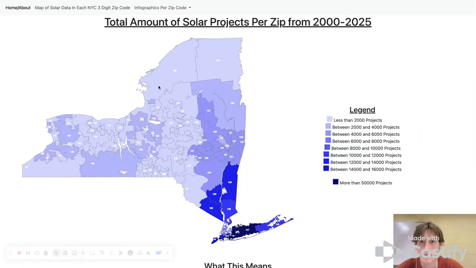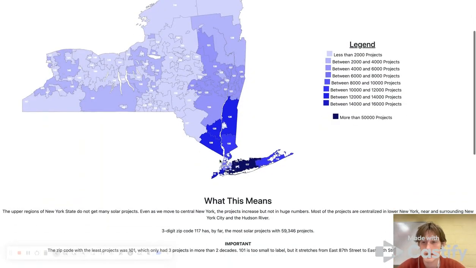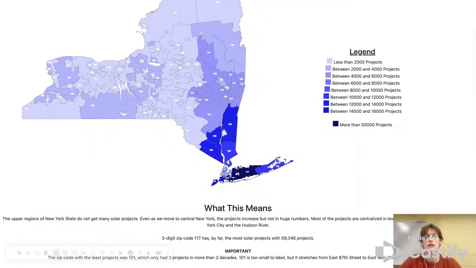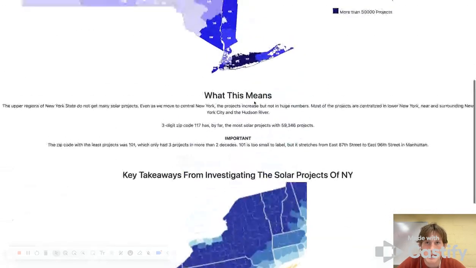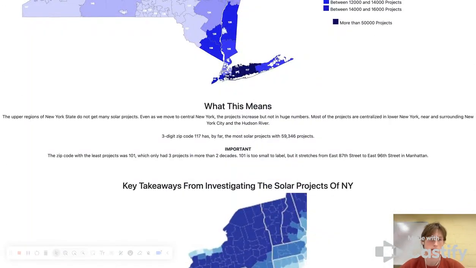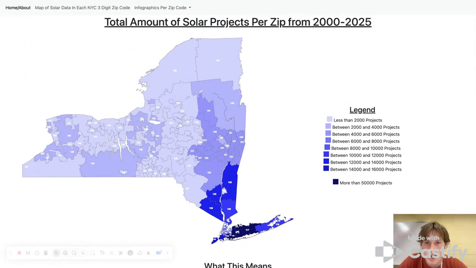First, let's go to the macro page. This is an SVG where the 3-digit zip codes are colored in based on how many projects there have been over time. The darker the color means the more projects, as shown in the given legend here. As you can see, Southern New York has more projects generally, and Northern has less. On this macro page, I've also included some key takeaways and a little bit of an explanation of what this means in terms of development and how we're doing in terms of development over time.